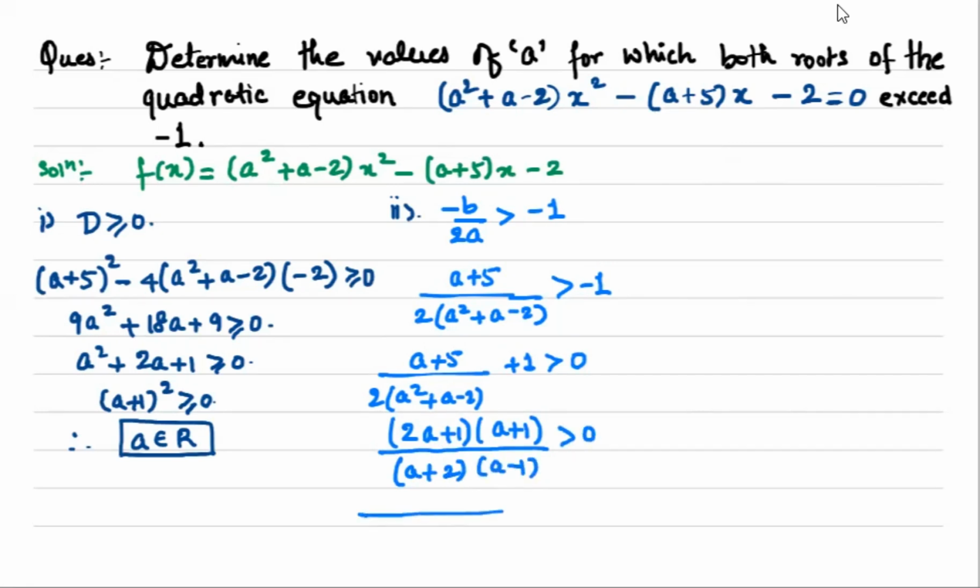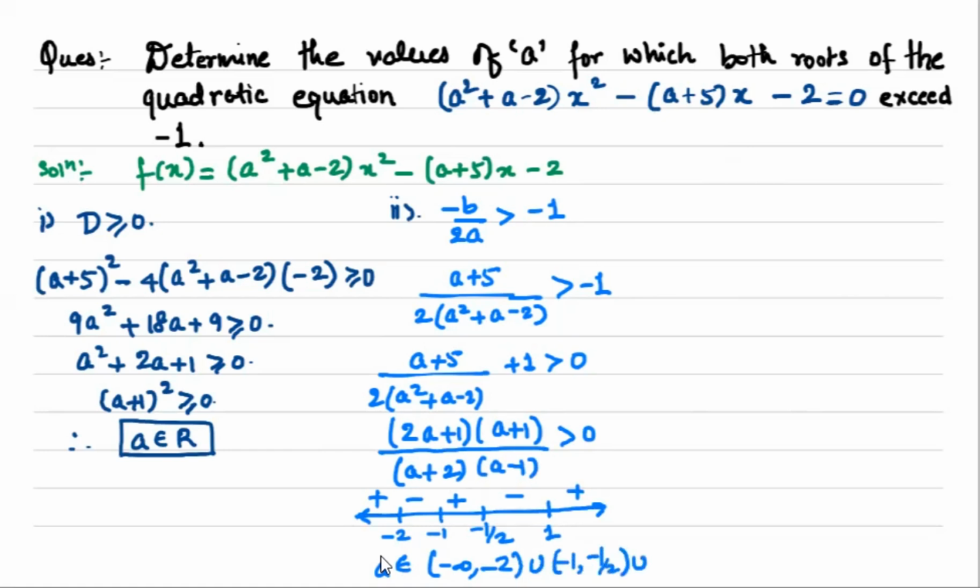If you put them on the number line, all the possible roots are negative 2, negative 1, negative 1 by 2, and positive 1. So if I use the wavy curve method, plus, minus, plus, minus, plus. From here, what we get is a belongs to minus infinity to minus 2, union minus 1 to minus 1 by 2, union 1 to infinity. This is what we get.